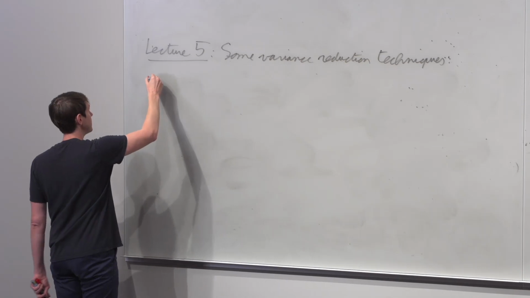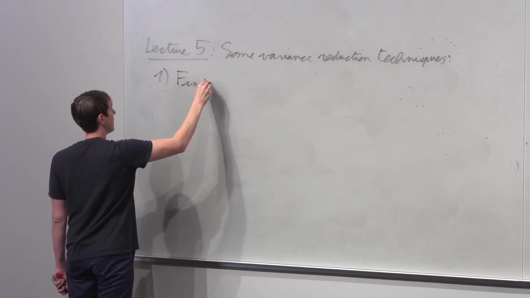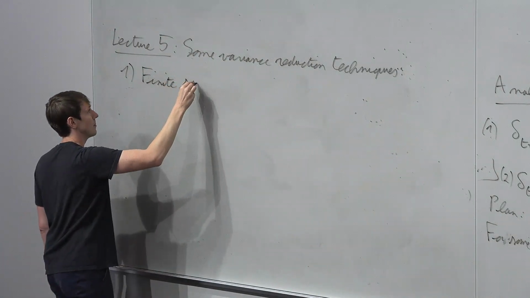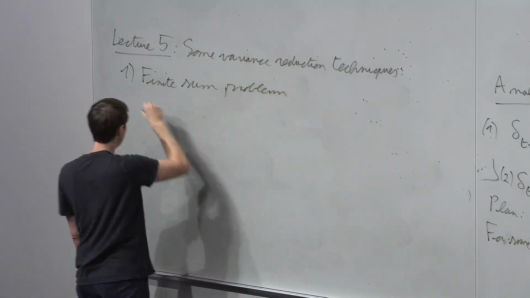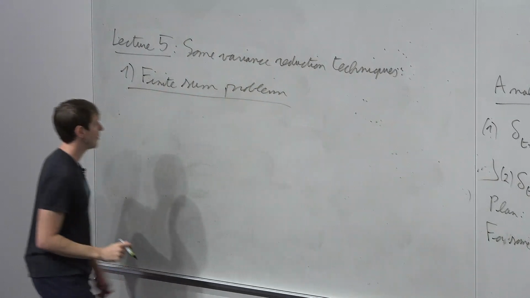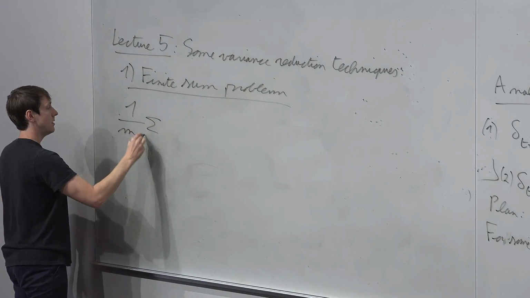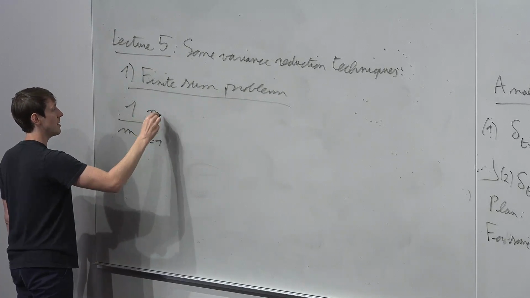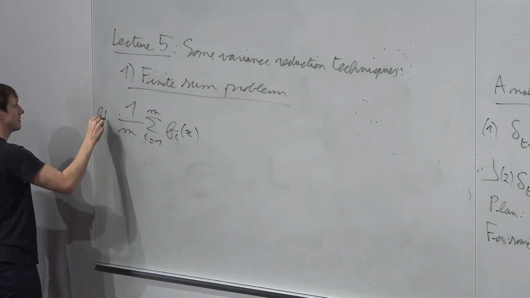And it goes like this. So let's do first the finite sum problem, which is one of the problems of machine learning. So you want to solve a problem like this: 1 over m, the sum for i equals 1 to m of f_i of x. Let's say this is your f of x.